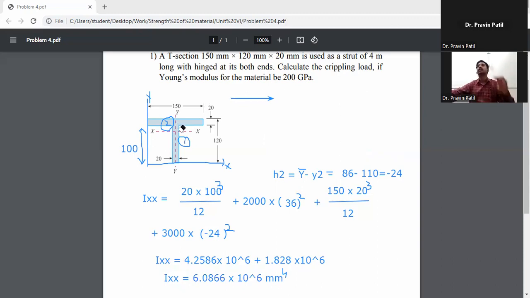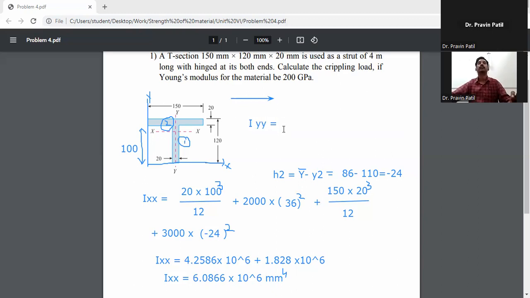This T section is symmetrical about the Iyy axis. So that's why we don't require to apply the law of parallel axis. So Iyy is equal to dB cube by 12.